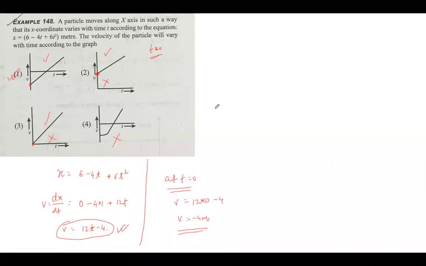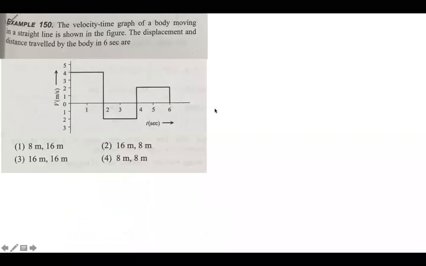Now let's move to the next one. So you have to find the displacement and distance. यहाँ पे वही एरिया वाला कॉन्सेप्ट लगाएंगे. वेलोसिटी टाइम ग्राफ से डिस्टेंस निकालना होता है या डिस्प्लेसमेंट निकालना होता है.